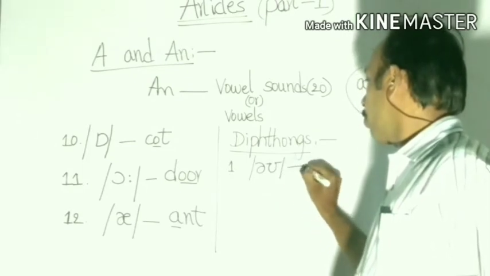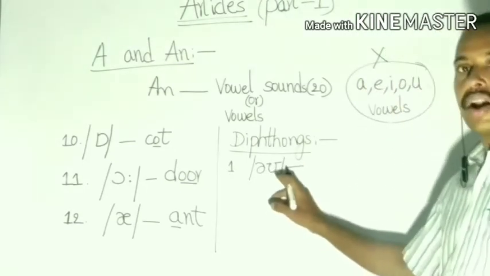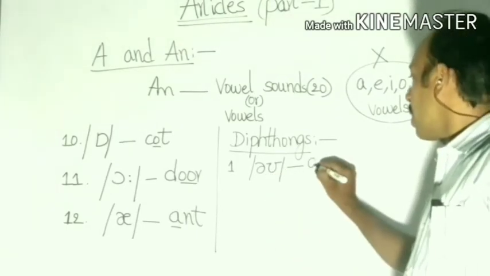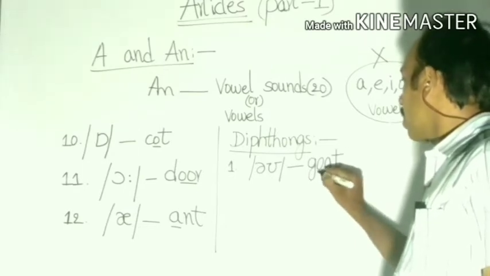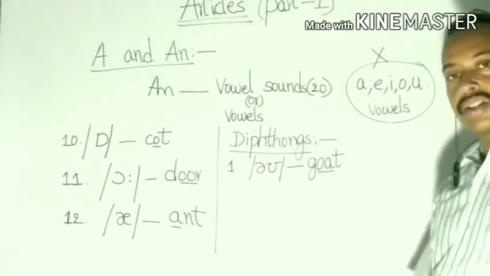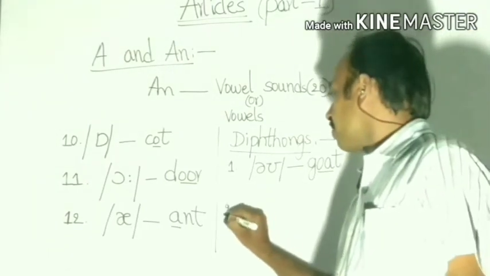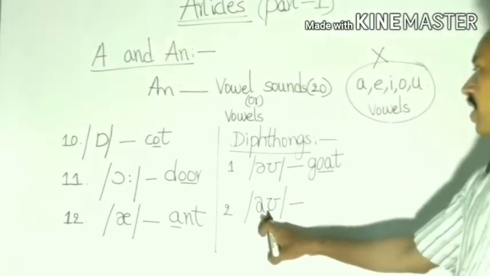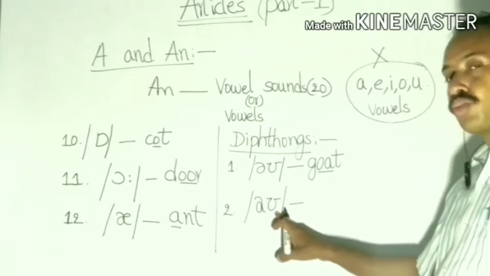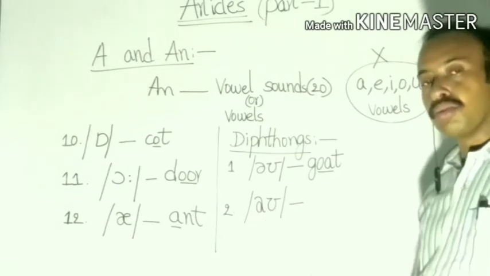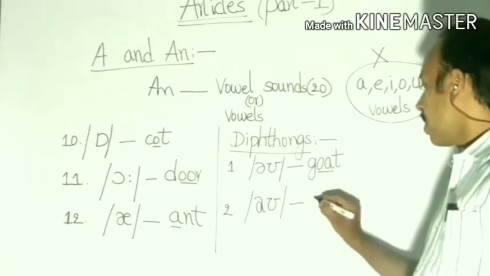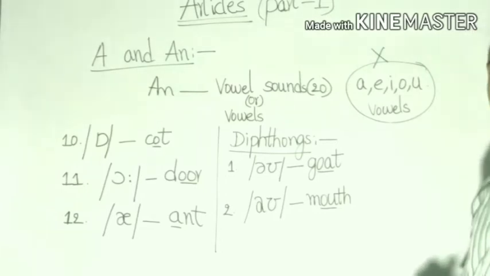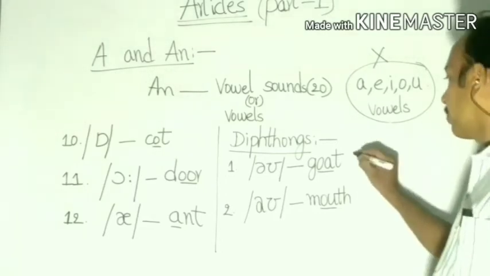Look at these symbols, A and U. Try to pronounce both of them together. 'Av', as in gout. This is not goat, this is gout. Okay? Next one, 'Ow'. This stands for the second A sound here, and this is U. Try to pronounce these two together. 'Ow', as in mouth. Elevation should be there.